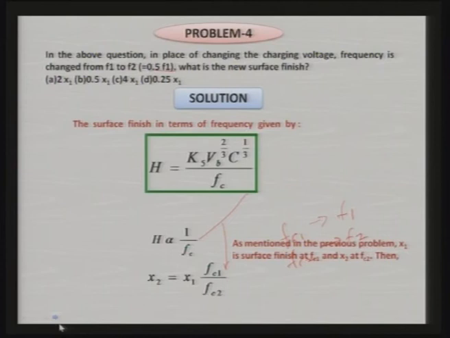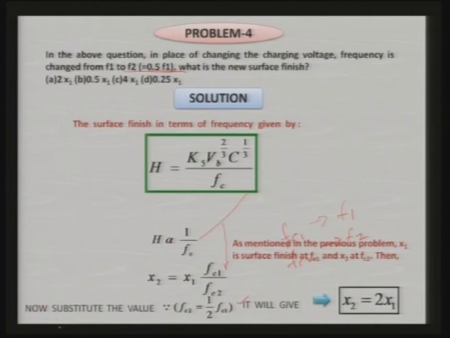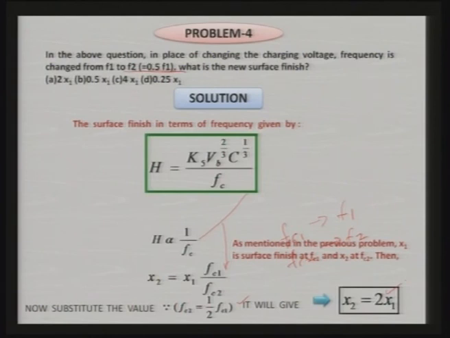So, as mentioned in the previous problem, x1 is the surface finish at F1 and x2 is the surface finish with FC2. You substitute the values, and you get FC2 is half the value of FC1. This is given over here. Now, if we substitute this particular value, then you will get x2 is equal to 2 x1. That means, when the frequency of sparking is decreasing, the surface roughness is becoming poorer. That means it becomes double of what you get in the case of F1.